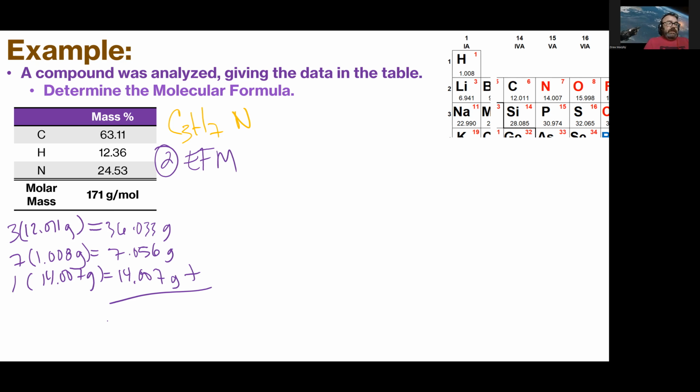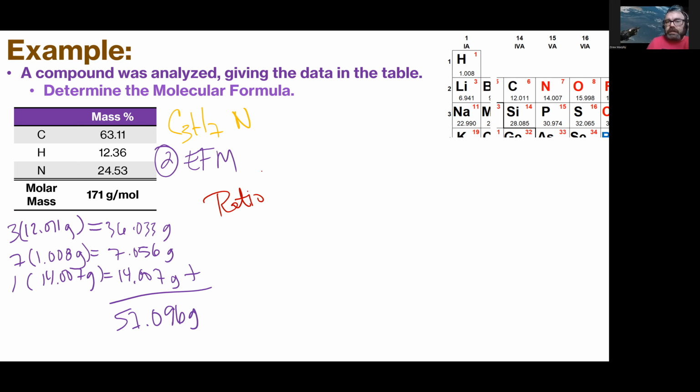14.007 plus hydrogen grams plus carbon grams means our empirical formula mass is 57.096 grams. All right, now what do we do with this? Okay, we need our ratio, right?